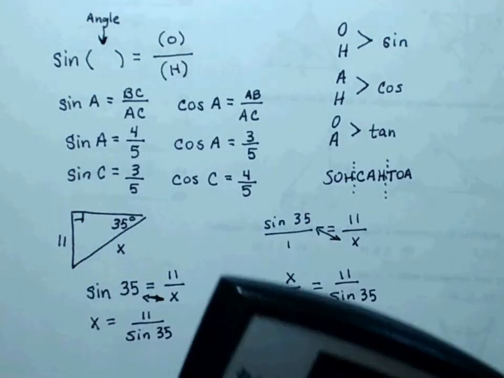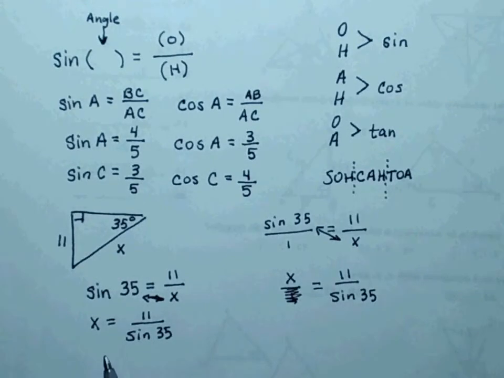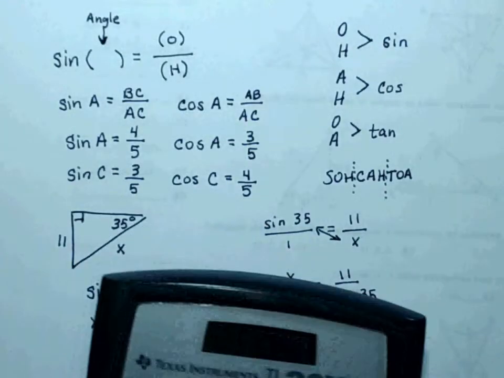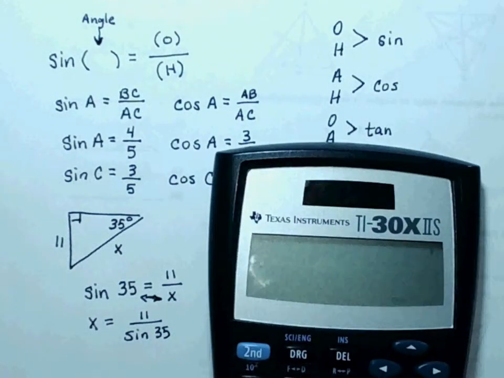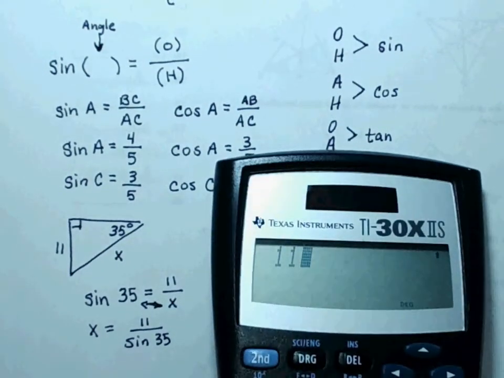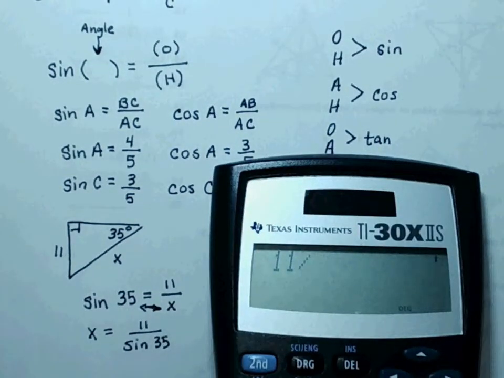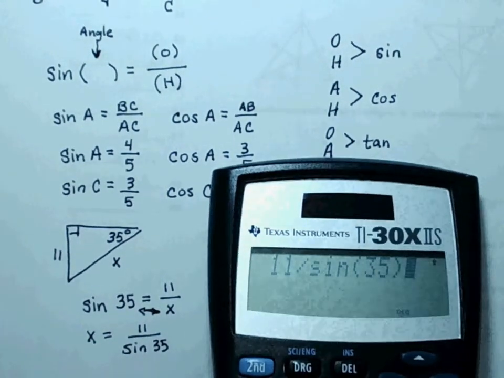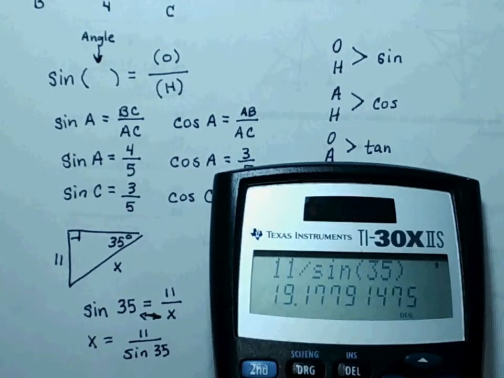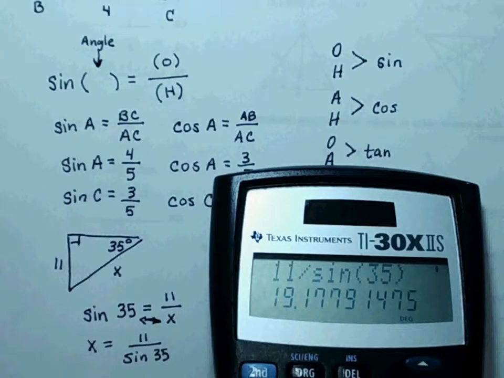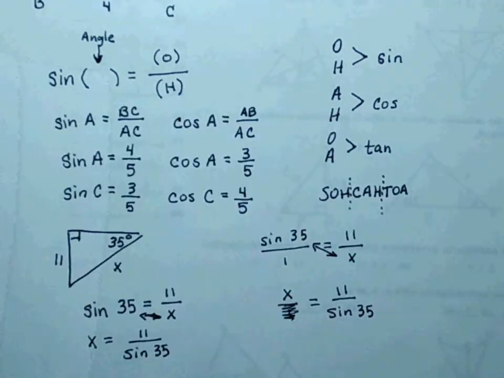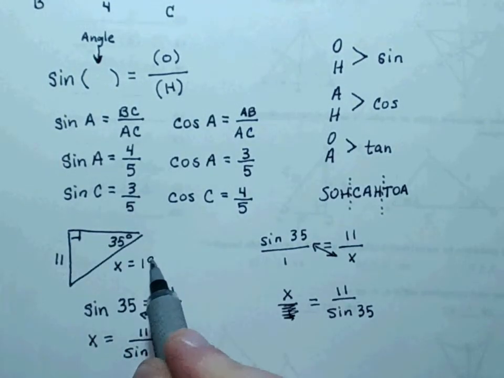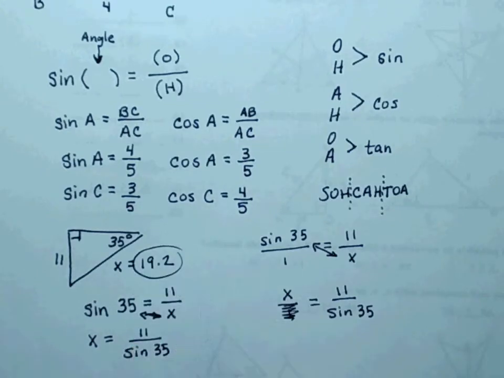Okay? Alright, so we've got x equals 11 over the sine of 35. So we need to put that in our calculator. Okay. We're going to say 11 divided by sine of 35. Enter. If we wanted to round that to one decimal place, we would see that x equals 19.2. Right? So x equals 19.2. And that would be our answer.